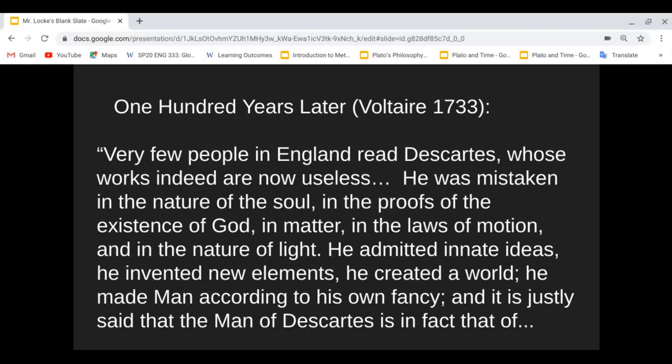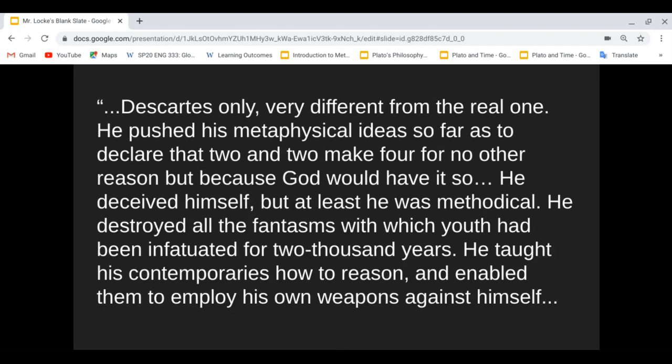Descartes. He says, "Very few people in England read Descartes, whose works indeed are now useless. Descartes was mistaken in the nature of the soul, in the proofs of the existence of God, in matter, in the laws of motion, and in the nature of light. He admitted innate ideas. He invented new elements. He created a world. He made man according to his own fancy. And it is justly said that the man of Descartes is, in fact, that of Descartes only, very different from the real one."